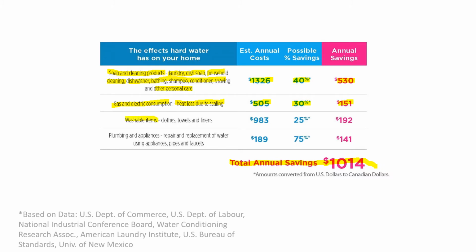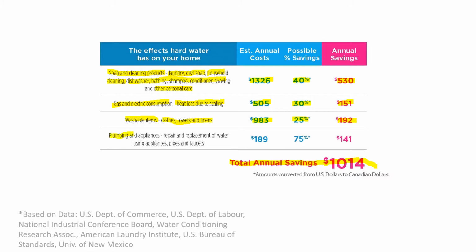And then of course there's washable items. This would include clothes, towels, and linens. And if you recall, because soaps are not being activated the way they should be, your clothes, your towels, and your linens are not washing the way they should be. So you're increasing the cost in replacing these items. So the average family spends about $983. About 25% of that could be saved, which works out to about $192.